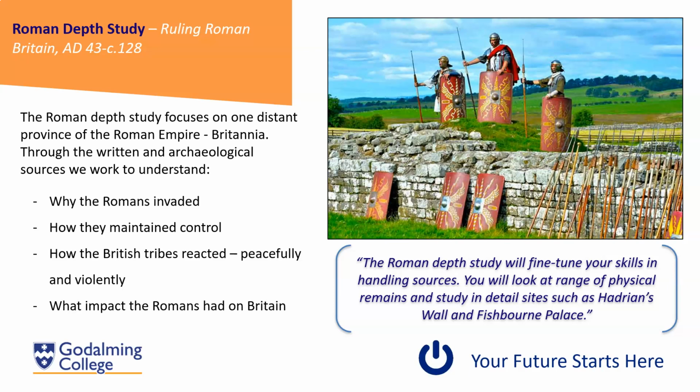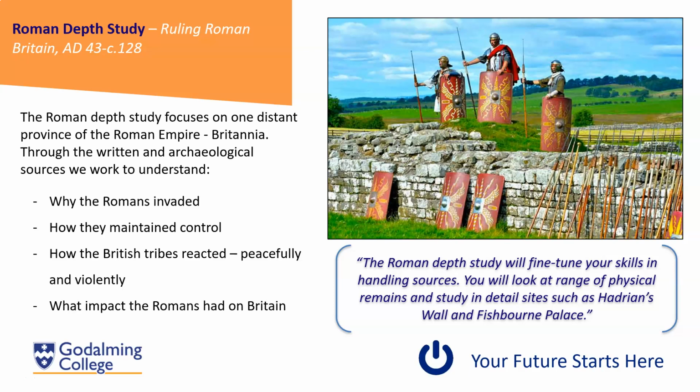And this is really a topic, I think, where you will fine-tune your source handling skills. We do a lot of reading and analysing primary sources in ancient history, and this is where your skills will be really polished on this topic, and we'll look at, alongside written sources, the physical remains of the Romans in Britain, and we'll look at archaeological sites like Hadrian's Wall and also Fishbourne Palace. So those are our 4 units of study. That makes up the complete A-level ancient history.